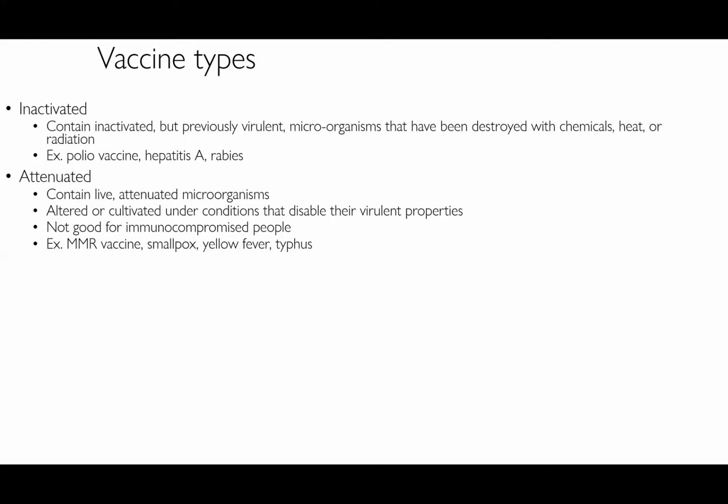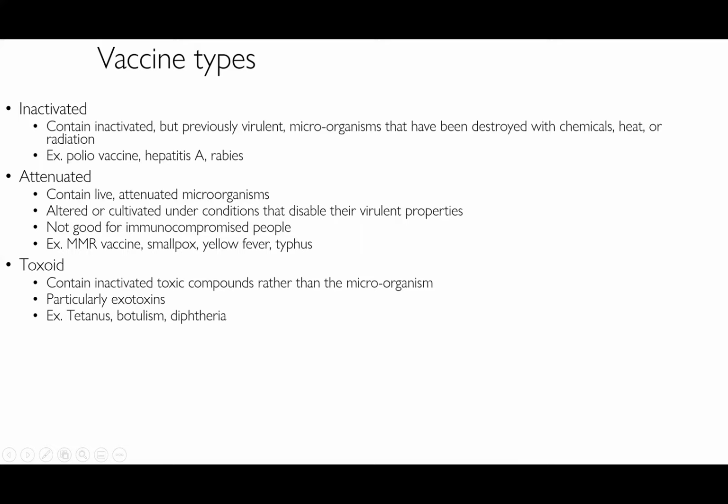And so once it's sort of attenuated or mutated by being exposed to a different host, it becomes less dangerous to us, less virulent, or less able to cause disease. And so this is how we make our MMR vaccine, so the measles, mumps, rubella vaccine. This is how we make the smallpox vaccine, or at least historically used to. This is how we make yellow fever and typhus vaccines.